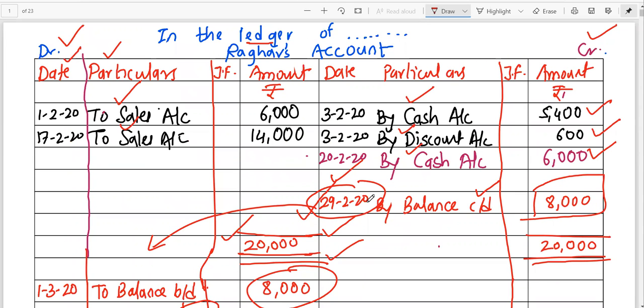So write down on the credit side last date, and then on the credit side we write by balance carried down. For closing we write carried down. By balance carried down लिहायचंय. 8,000. आता टोटल करून बघा तुम्ही, सेम यायलाच पाहिजे 20,000 and 20,000.